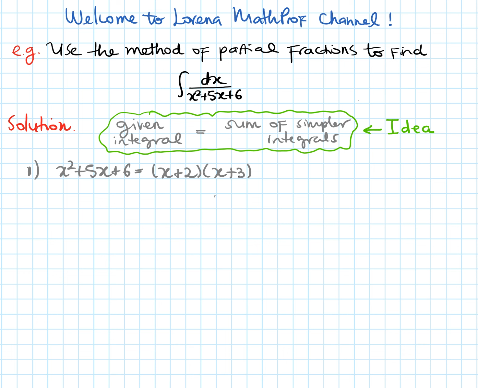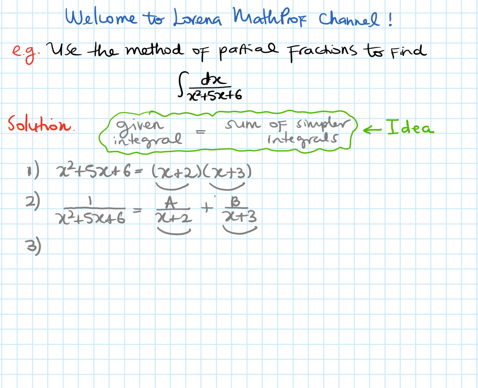Once you find the decomposition, you set the partial fractions. Second, if x squared plus 5x plus 6 equals x plus 2 times x plus 3, then you can say that 1 over x squared plus 5x plus 6 equals a number to be found divided by x plus 2 plus another number to be found divided by x plus 3. Factors correspond to denominators. You have two factors, then you have two addends, and the expressions on top are numbers because we have linear factors.